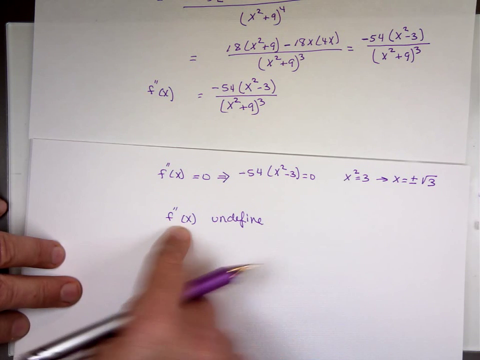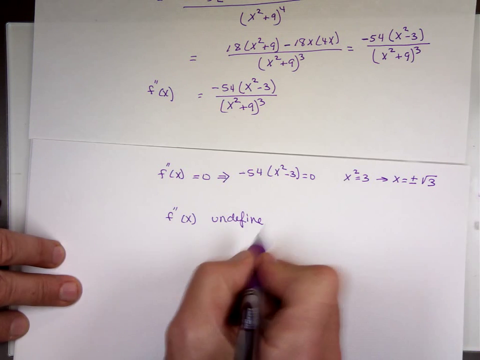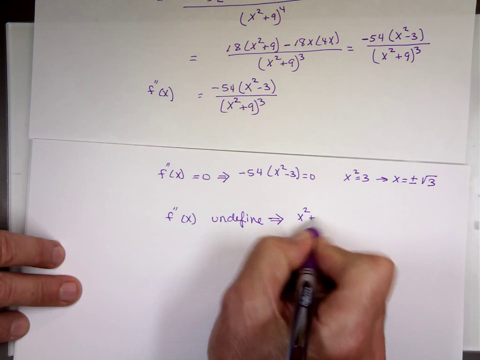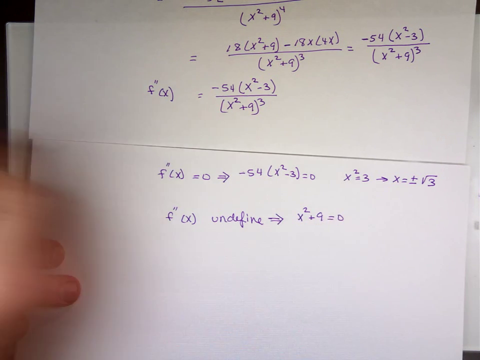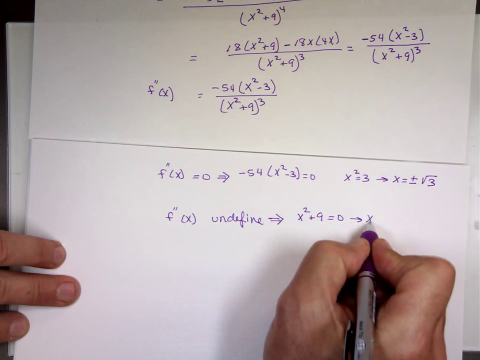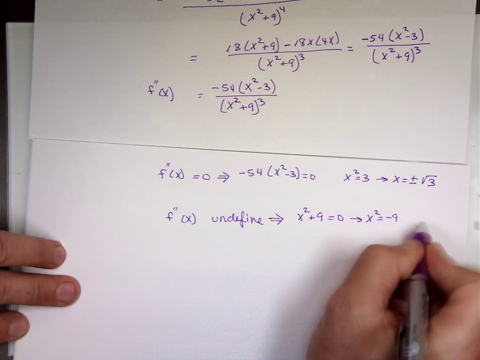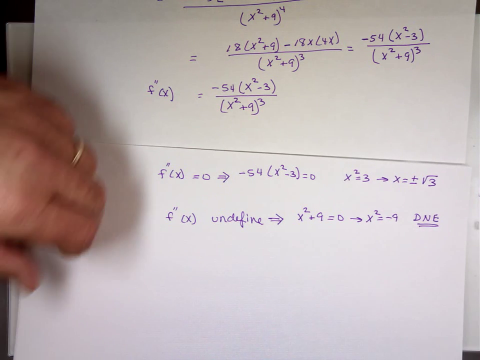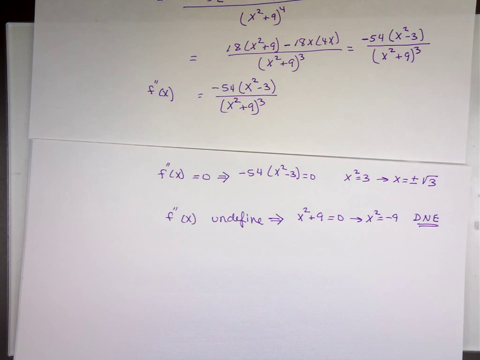For the derivative to be undefined, that means the bottom of the fraction has to equal 0, which means x squared will have to be negative 9. Does not exist, or no real solution. You can't have something squared be a negative number, not a real solution. So it has to be a fake one.